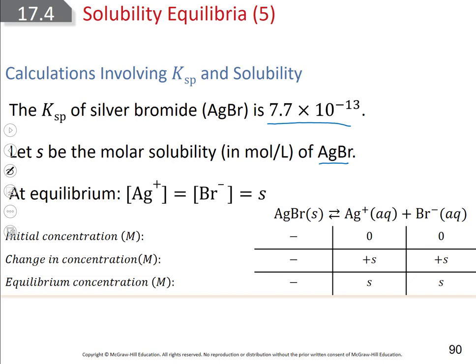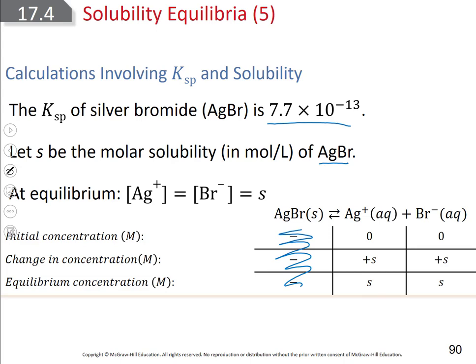First part of the ICE table is our equilibrium reaction. So silver bromide dissociates into silver ions and bromide ions. We're going to completely ignore the silver bromide column. Why? It's a solid, so it doesn't affect the equilibrium. We're starting off with 0 for both our products here. Now, instead of using X, we're just going to use S. Works the same way. S is going to stand for our solubility. So plus S and plus S, S and S.